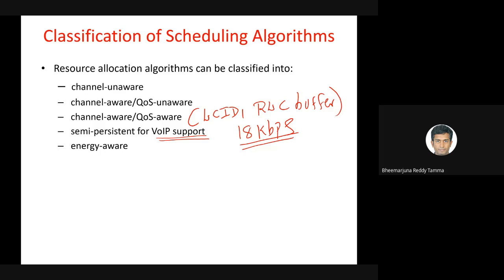For that, it gives something called semi-persistent. It is not a circuit switching, but it is not like packet switching either. Semi-persistent is something that comes between circuit switching and packet switching, that you can use for voice over IP or other kinds of services that operators offer, where we expect continuous provisioning of radio resources.